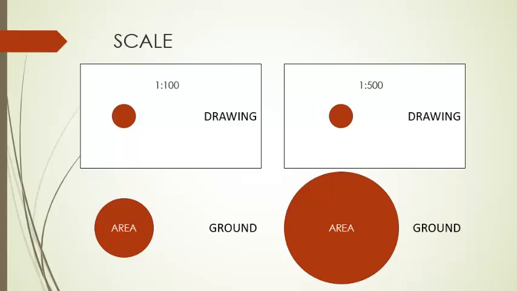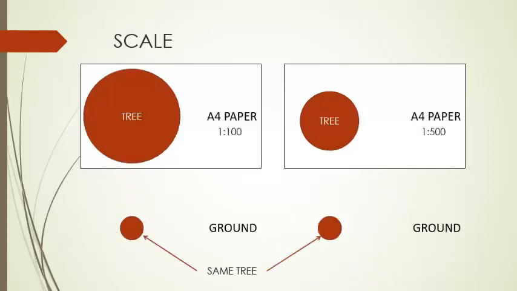Remember, the basic of scale is that it has no specific units. Therefore, the ground area represented in 1/500 is larger than 1/100. Okay, the area represented. But the features drawn in 1/500 drawing plans are smaller than 1/100. Okay, let me repeat. The features drawn in 1/500 drawing plans, okay, the scale is smaller than 1/100.